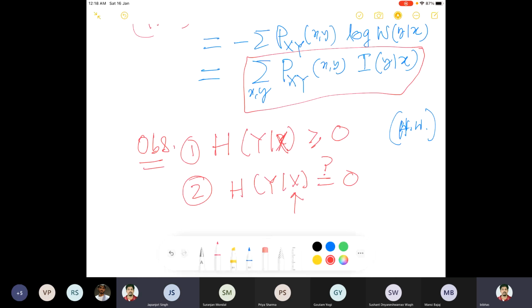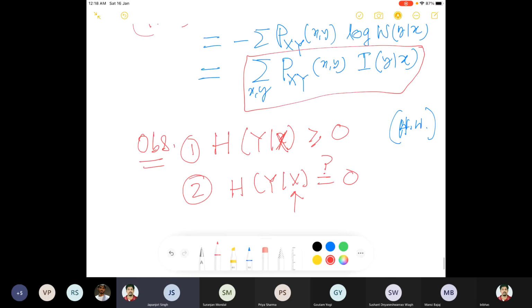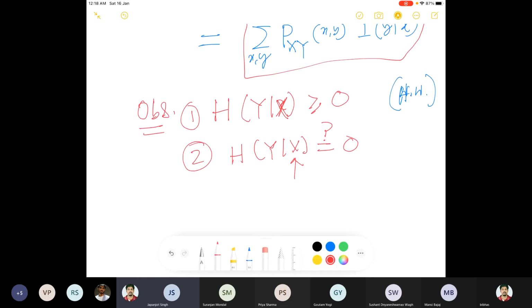Somebody wants to answer? When the channel will have no error, the channel will be noiseless. So if we are giving A, then the output will be A on the other side also. But in the sense of random variables, what does it mean? When can it be equal to 0? When both are independent.